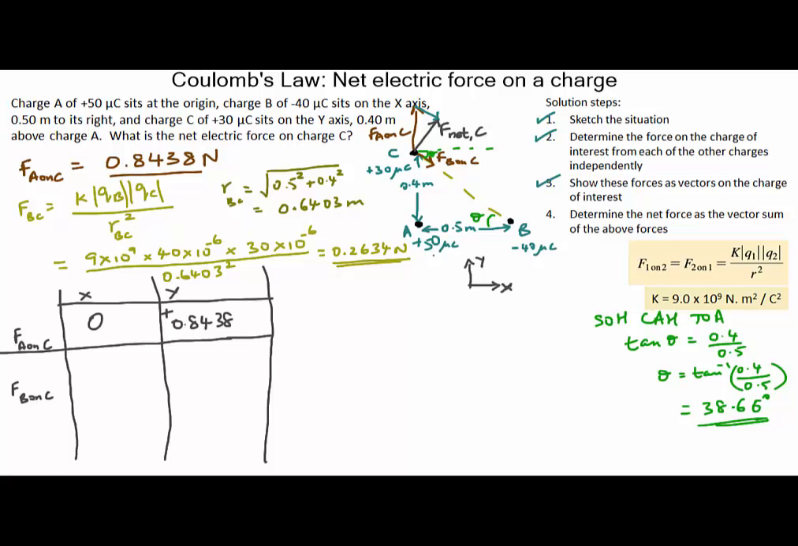So for FB on C, I want the x component and y component. And let me reproduce that over here. I've enlarged FB on C in this diagram, so I got FB on C acting like that. I know its magnitude, it's 0.2634. I know its direction, it acts at an angle of theta, which is 38.66 degrees below the x-axis. And so its x component is this guy over here, FB on C x, and its y component is over here, FB on C y.